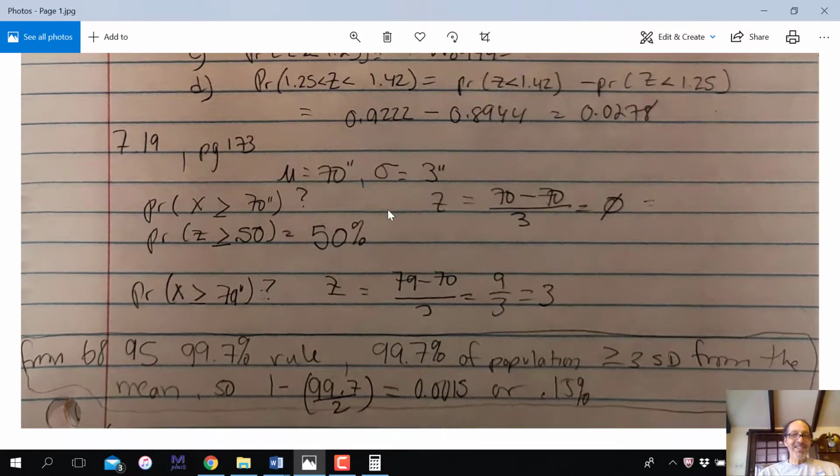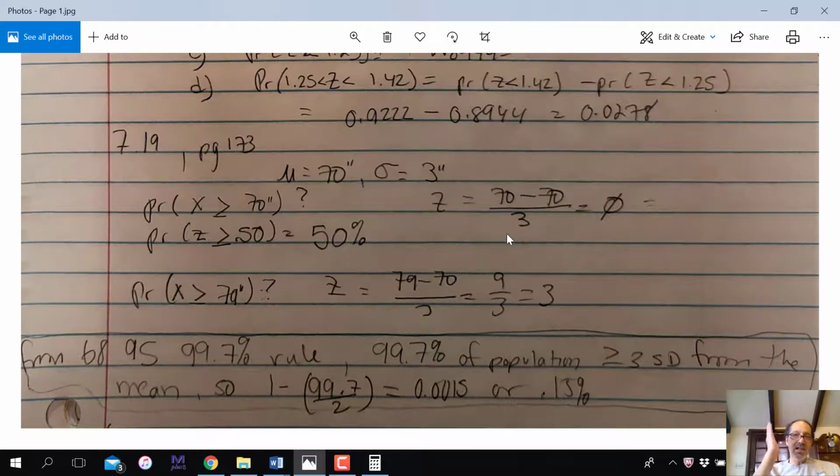All right, so we have a population mean of 70 and a standard deviation of 3 inches. We want to know the probability of a value that's greater than or equal to 70 inches. Well, that's pretty easy. It's 50%, right? Because our mean is 70, so using our z equation, take x minus the mean divided by the standard deviation. 70 minus 70 divided by 3 is 0. Anything divided into 0 is 0.